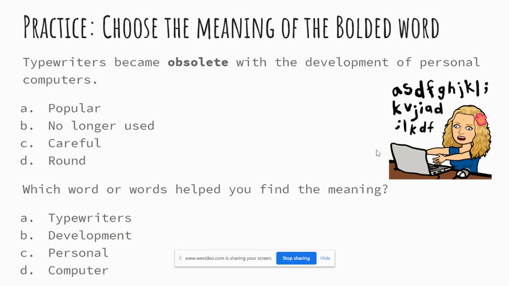Again, choose the meaning of the bolded word. Typewriters became obsolete with the development of personal computers. Does obsolete mean A, popular, B, no longer used, C, careful, or D, round? Which word or words helped you find the meaning? The sentence says, typewriters became obsolete with the development of personal computers. Is it A, typewriters, B, development, C, personal, or D, computer?